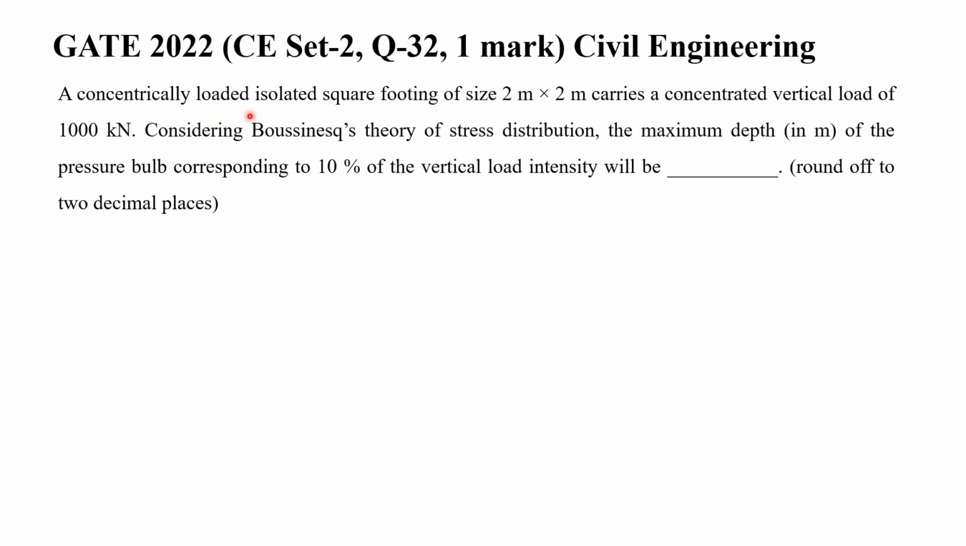A concentrically loaded isolated square footing of size 2 meter by 2 meter carries a concentrated vertical load of 1000 kilonewton. Considering Boussinesq's theory of stress distribution, the maximum depth in meters of the pressure bulb corresponding to 10% of the vertical load intensity will be how much? It should be rounded off to 2 decimal places.